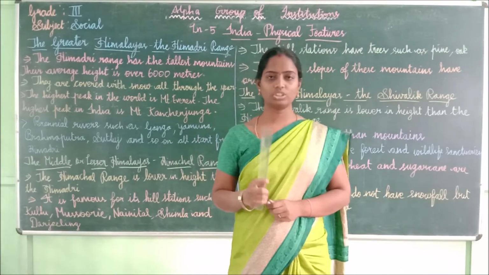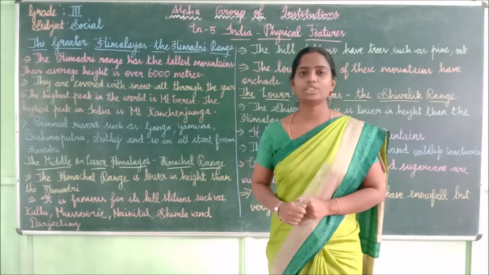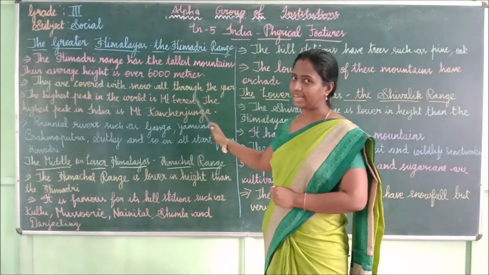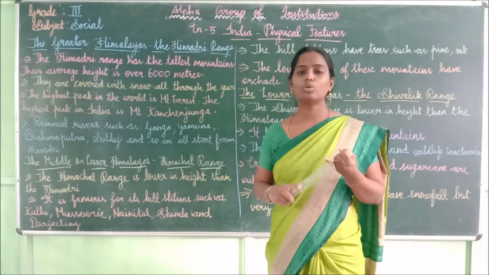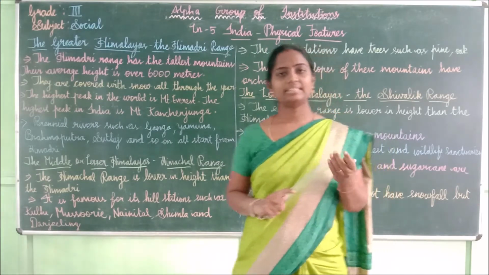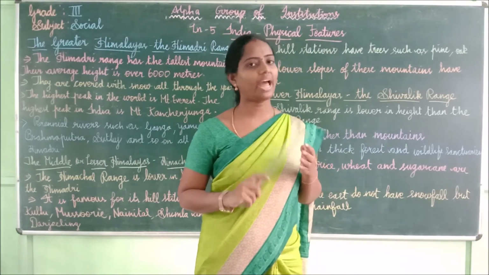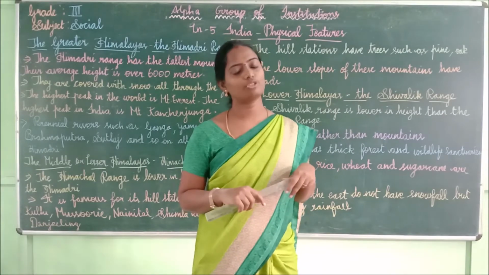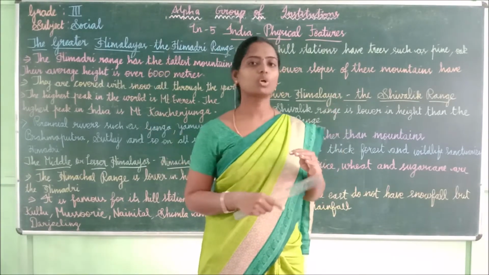This is about the middle or lesser Himalayas, the Himachal Range. What we have studied here: it is lower in height than Himadri, and it is famous for hill stations such as Kullu, Mussoorie, Nainital, Shimla and Darjeeling. It has trees such as pine, oak and fir. And the lower slopes of these mountains have orchards, which means fruit gardens.